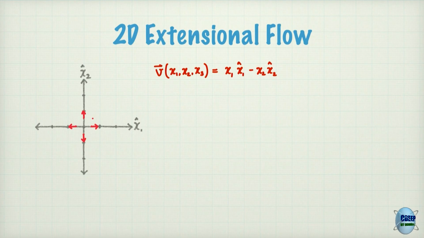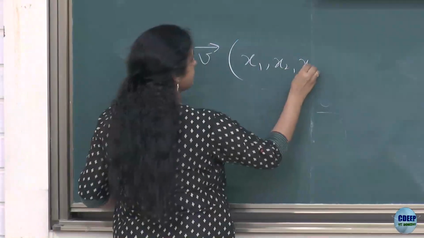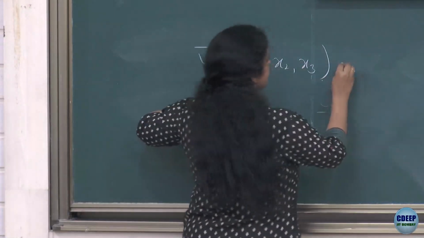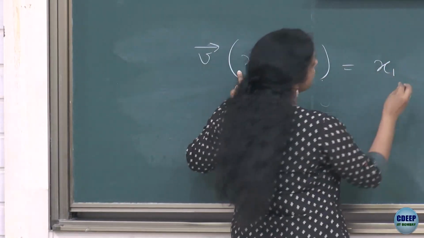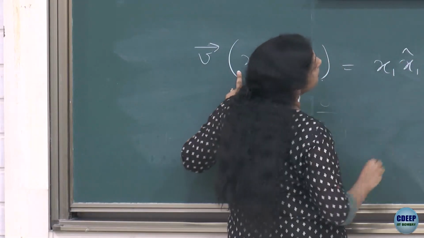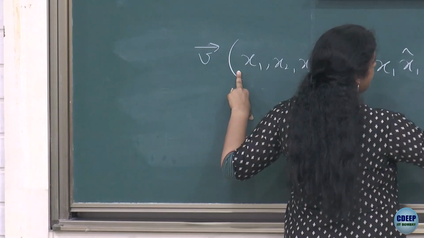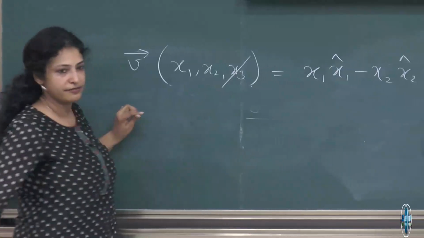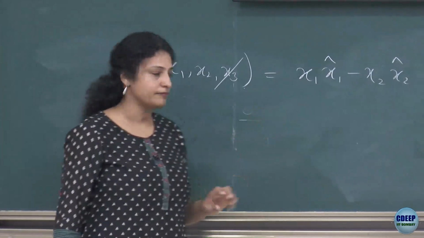While we are waiting, you can try putting numbers here and seeing what you get as the velocity field. So, the velocity field V, which would have been a function of x1, x2, x3 position in space, this is just an arbitrary field that we are taking, x1 hat minus x2 hat, right. I have taken it to be independent of x3, there is no x3 on the right hand side.